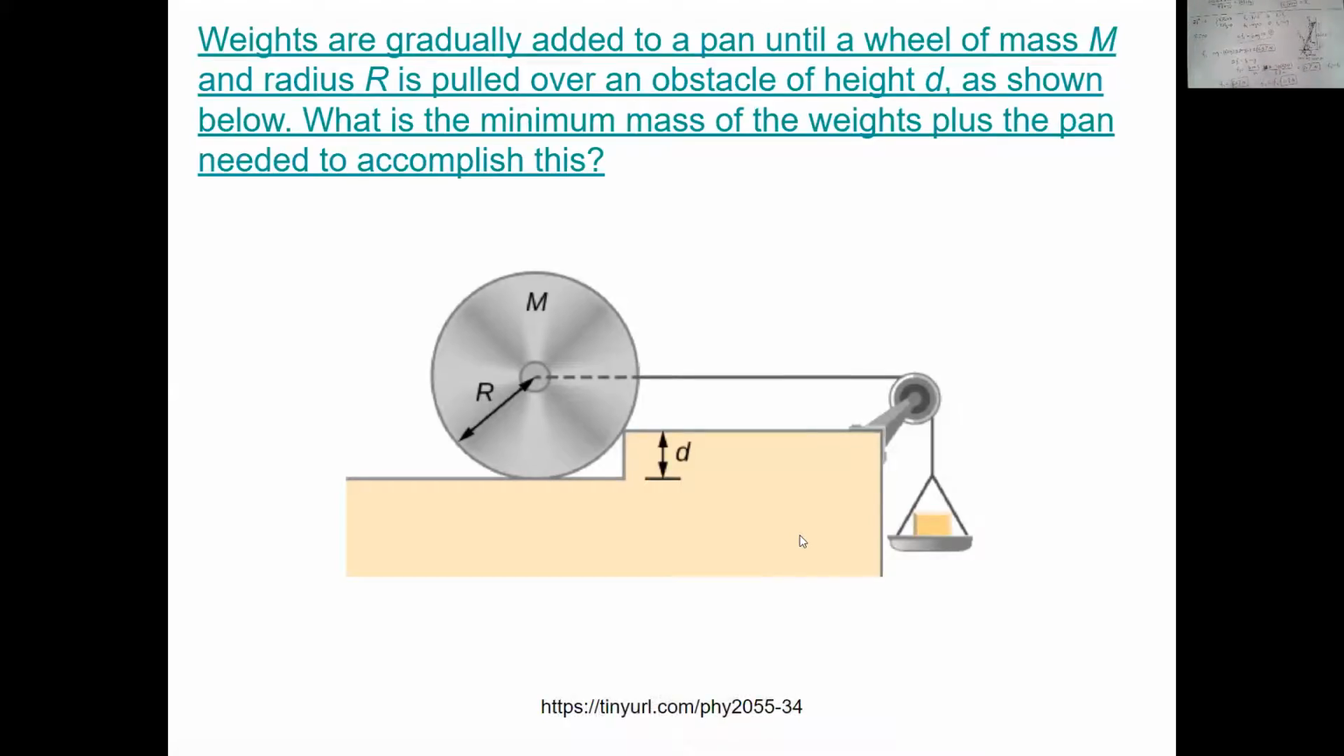So again, I'll have you try to solve for this, and then we can take a look at the solutions together in a few minutes.